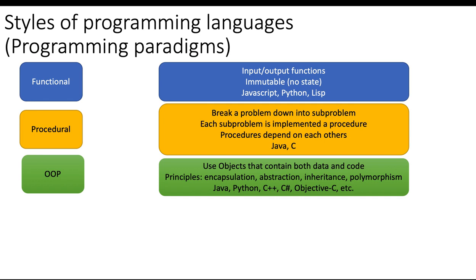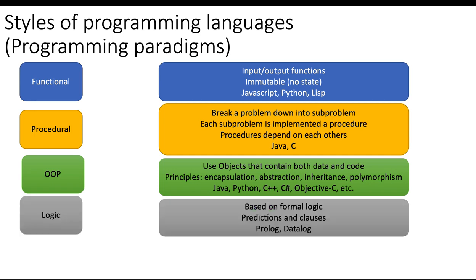All object-oriented programming languages such as Java, Python, C++, C Sharp, Objective-C, PHP, etc. All of these programming languages rely on well-known principles such as encapsulation, abstraction, inheritance, polymorphism, and those. Those are the main important principles for any object-oriented programming language.